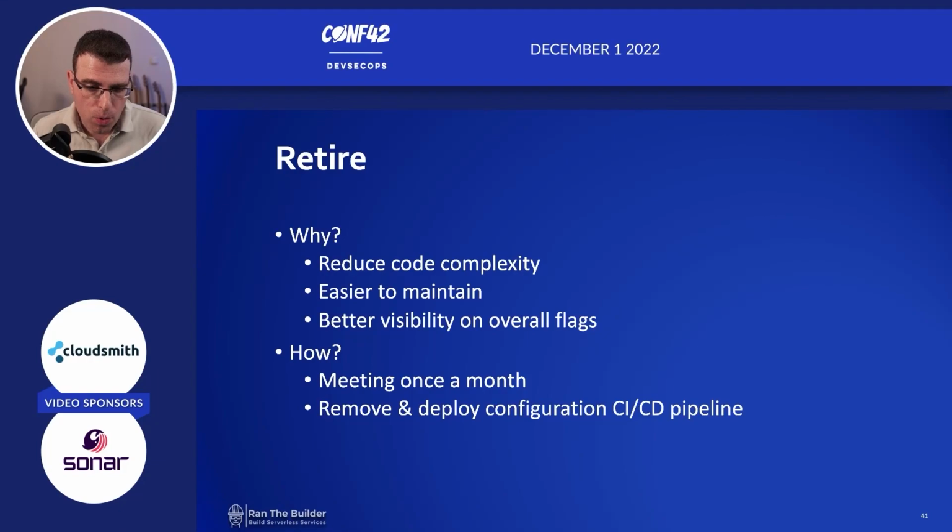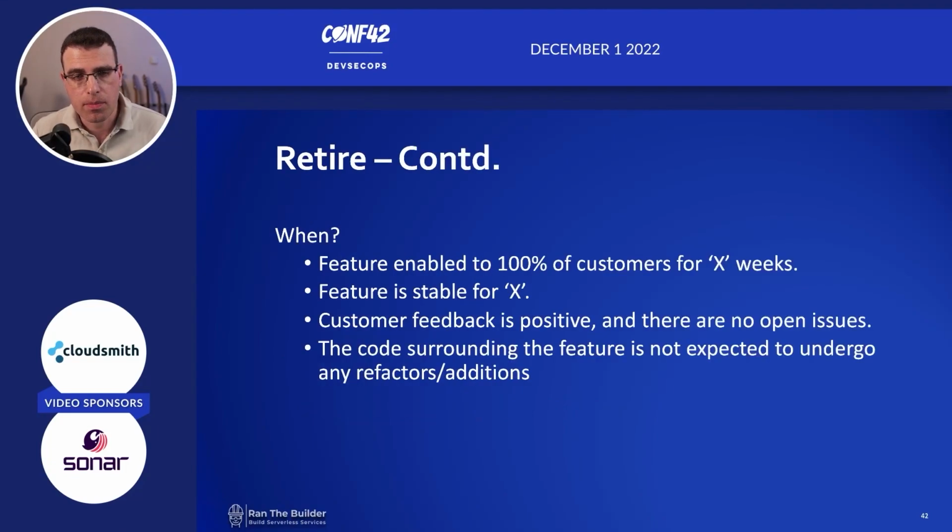How do we do that? We're meeting once a month, and then we can discuss and select candidates for removal, for feature flags to remove. And then all we need to do is just run the configuration CI/CD pipeline again and monitor that everything is okay. How do we select candidates for removal?